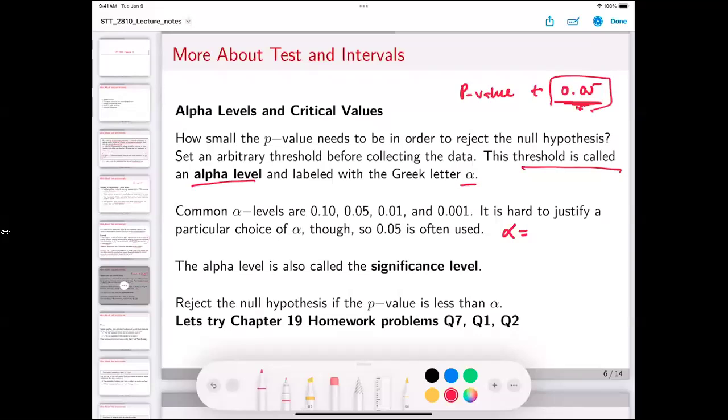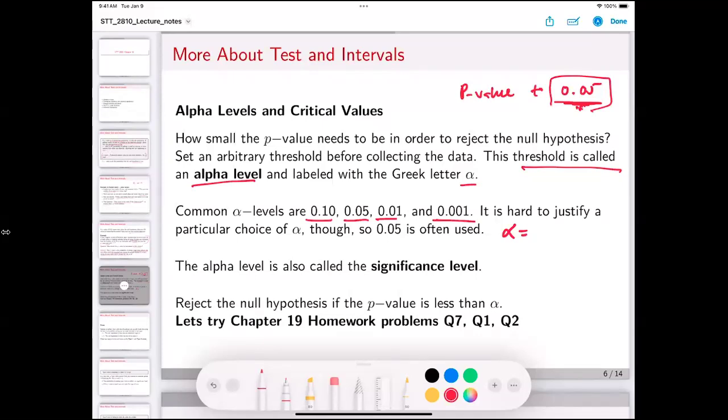So the common alpha levels you could see are 0.1, 0.05, 0.01, 0.001. There is no justification as to what value they are choosing, but usually people prefer 0.05. So that is why in chapter 18, I was asking you to compare those p-values to 0.05, and using that, you're going to tell whether the p-value is low or high. Is that okay? That is what we learned.